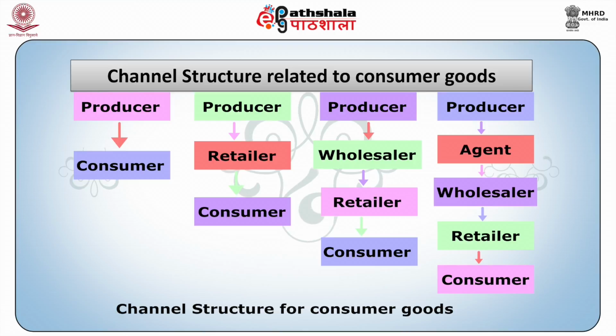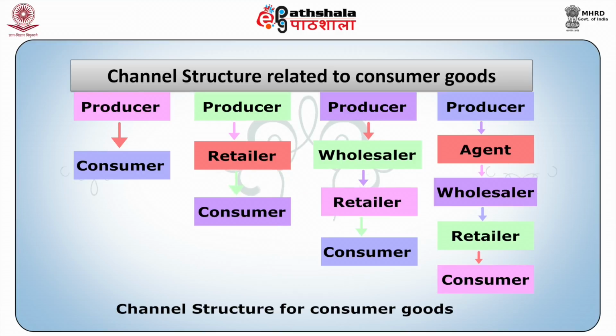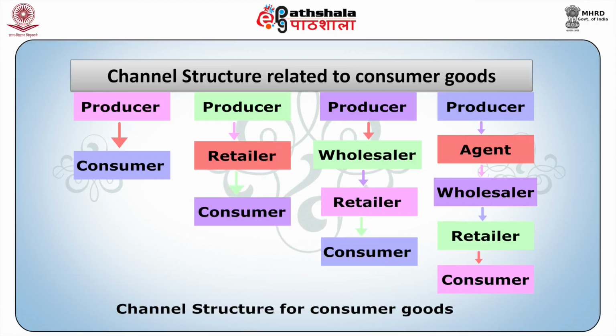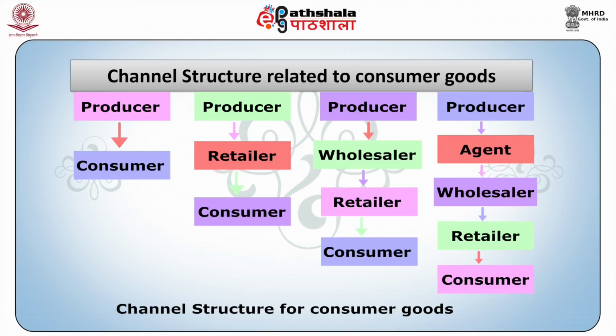This diagram depicts that a producer of consumer goods can directly distribute goods to consumers, can also take the help of middlemen like retailers and wholesalers for distribution of his products, and may also distribute his products with the help of 3 middlemen: agent, wholesalers and the retailers.